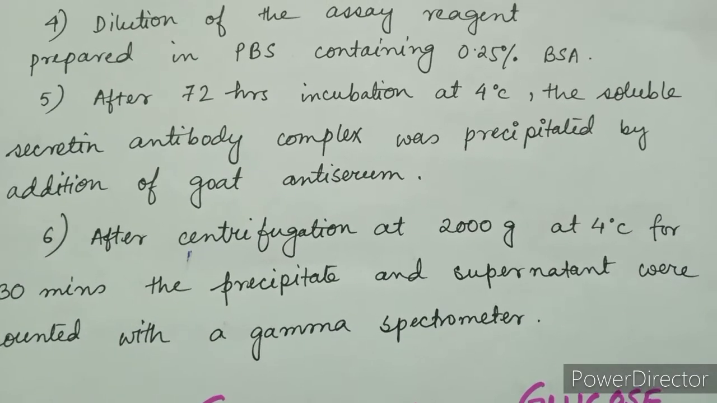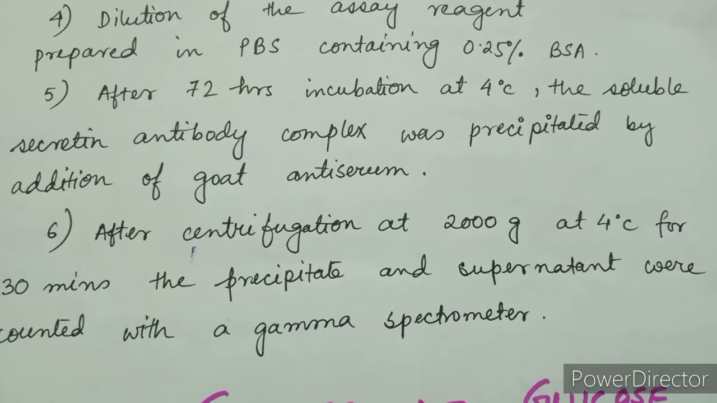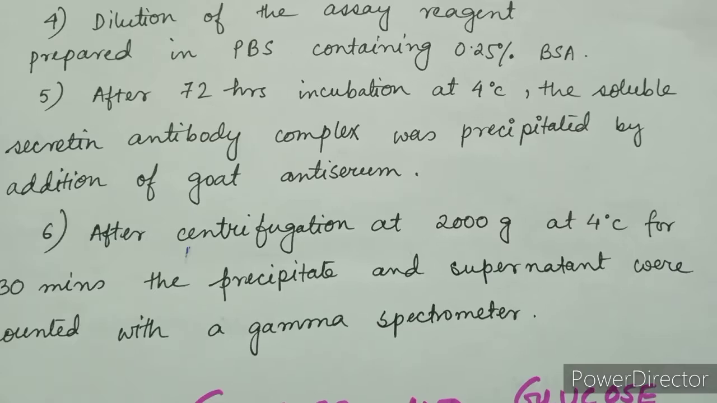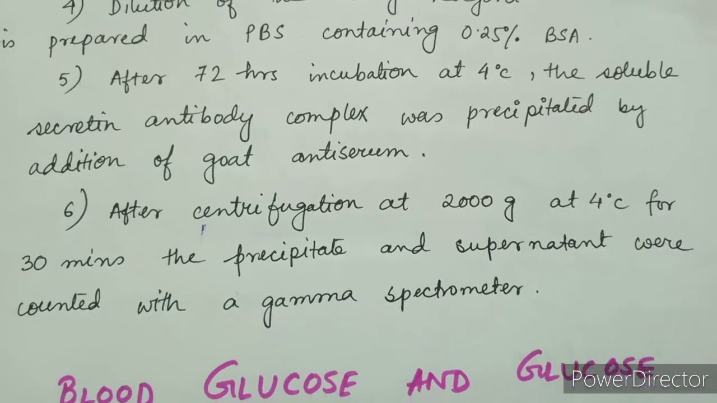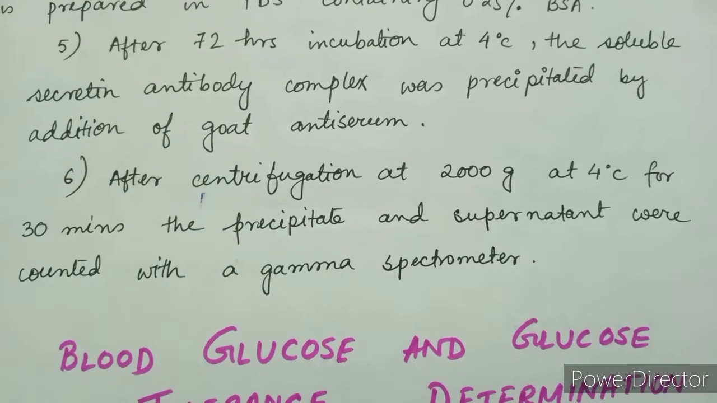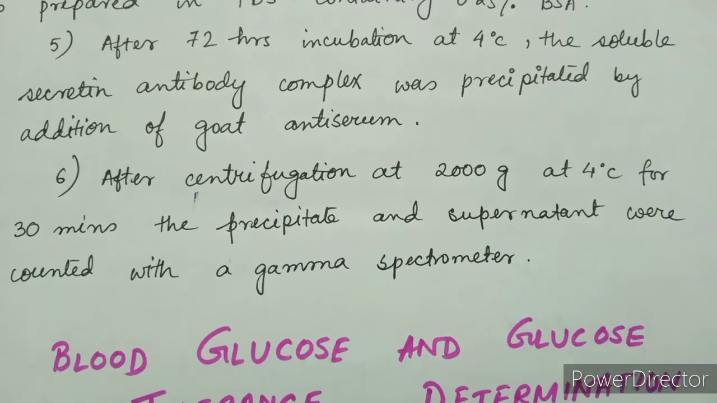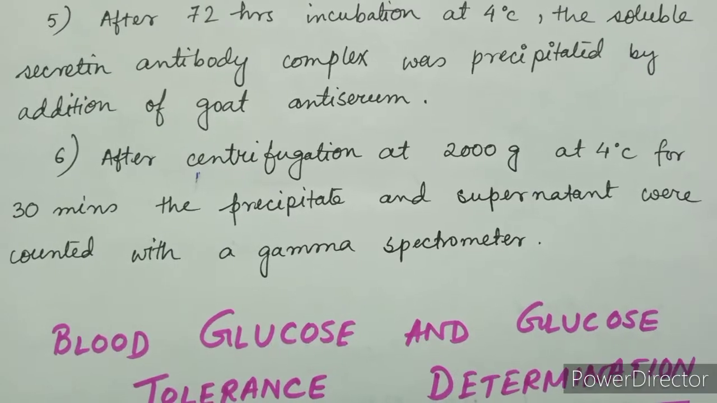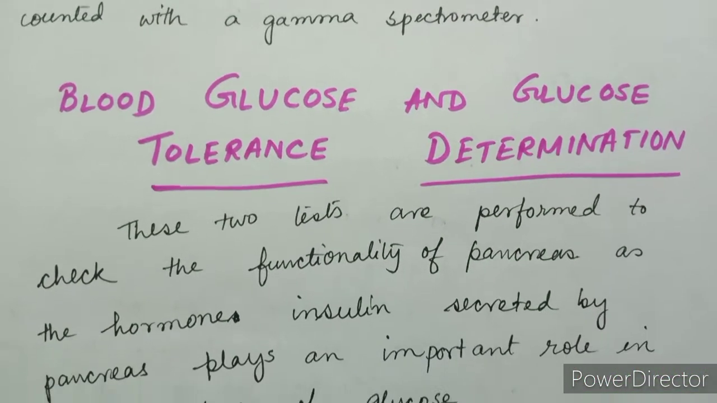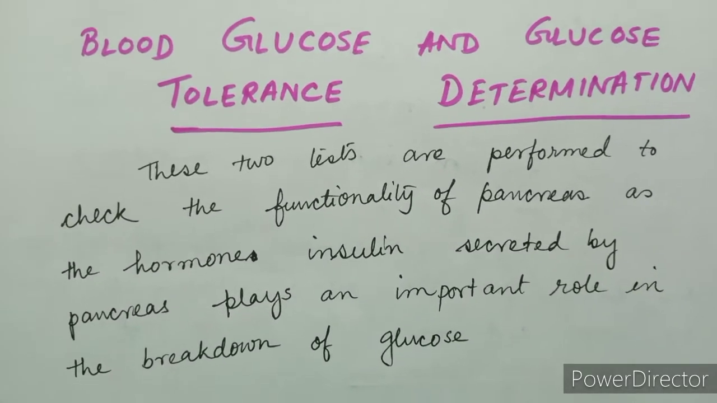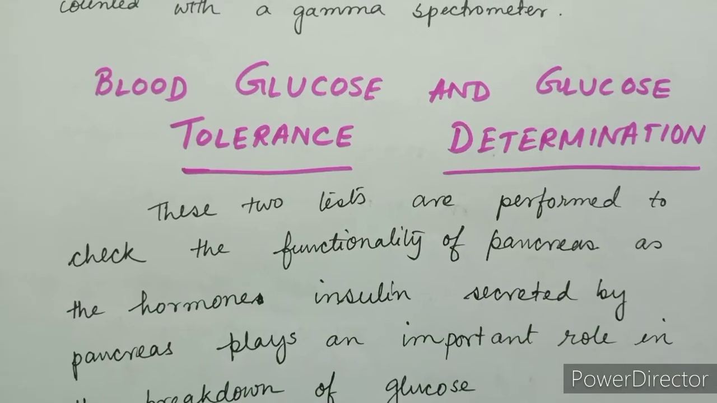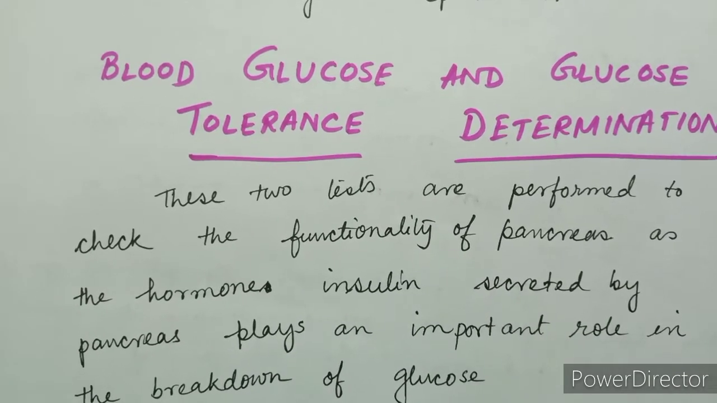Next, after 72 hours incubation at 4 degrees Celsius, the soluble secretin antibody complex was precipitated by addition of goat antiserum. Sixth, after centrifugation at 2000 G at 4 degrees Celsius for 30 minutes, the precipitate and supernatant were counted with a gamma spectrophotometer. Next, blood glucose and glucose tolerance test. These two tests are performed to check the functionality of pancreas, as the hormone insulin secreted by the pancreas plays an important role in the breakdown of glucose.